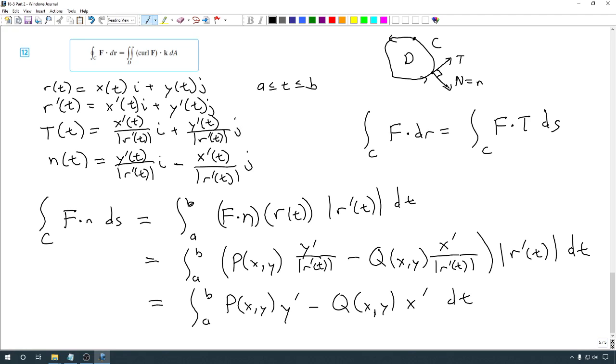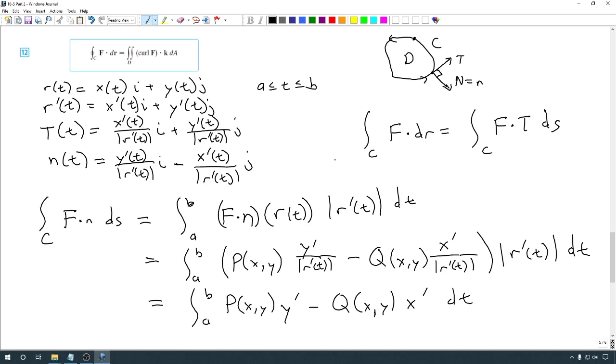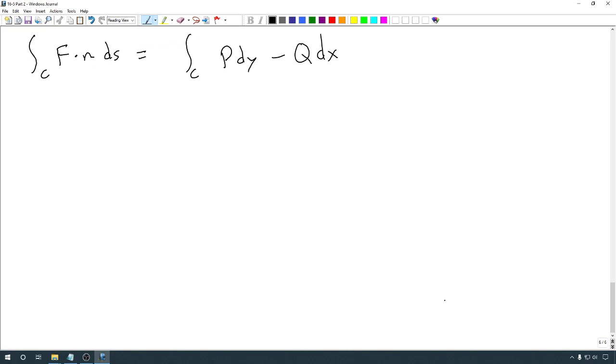So already not too bad looking, but keep in mind when we have y prime dt, that's dy. When we have x prime dt, that's dx. So we can rewrite this. Let me go ahead and just put that in there. We can rewrite that integral as the integral over C of P dy minus Q dx. So we have P here with the dy, we have Q here with the dx.